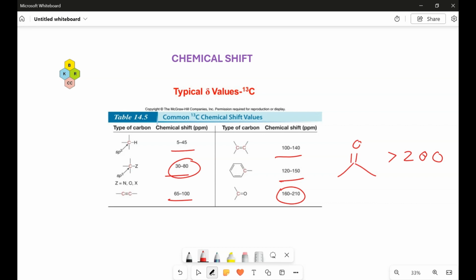Then the alkyne carbon will be 90, alkene carbon 110, aromatic carbon 130, and you'll have the C double bond O. C double bond O will correspond to carboxylic acid, ester, amide, acid chloride, aldehyde, anhydride, all put together. It will range from 160 to 210, and specifically if you have a ketone, you'll have greater than 200. So if your problem says that you have a delta value of 200 and above, then you can be clear that you have a ketone functional group.